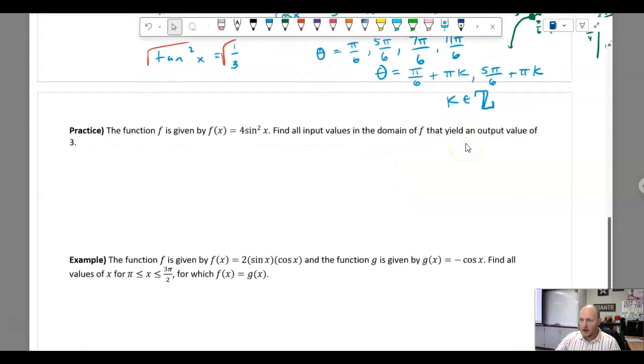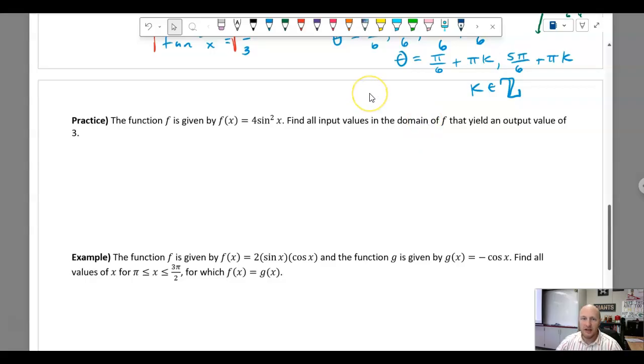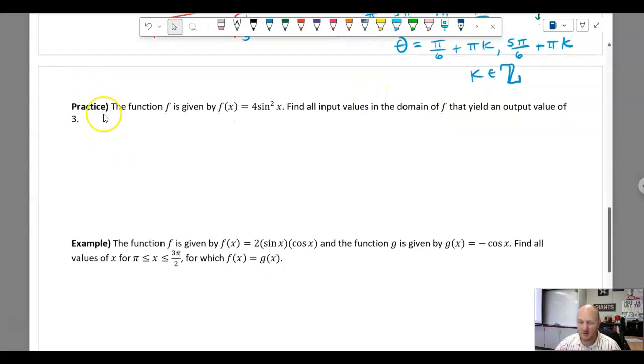All right, here is a practice one. This one should not be as difficult. I want you to go ahead, pause me. I want you to try this one, and then I'll show you the solution here to this practice one. Go ahead, pause me, try this one.